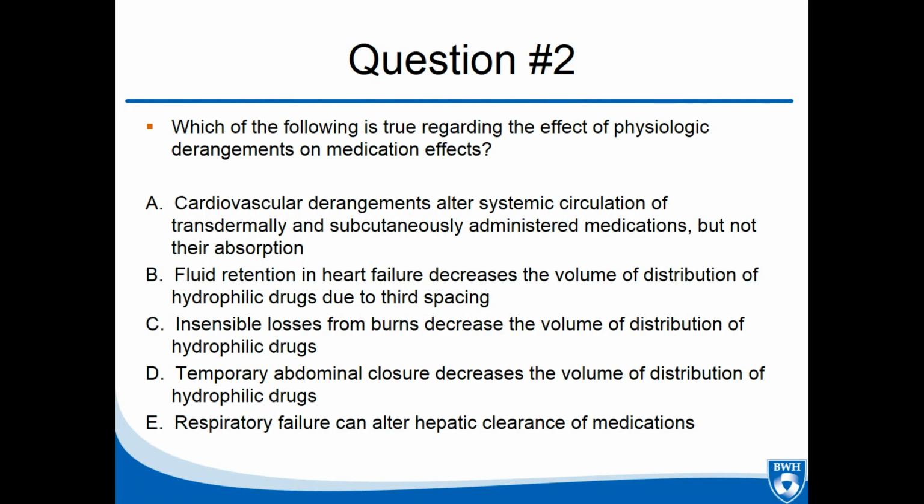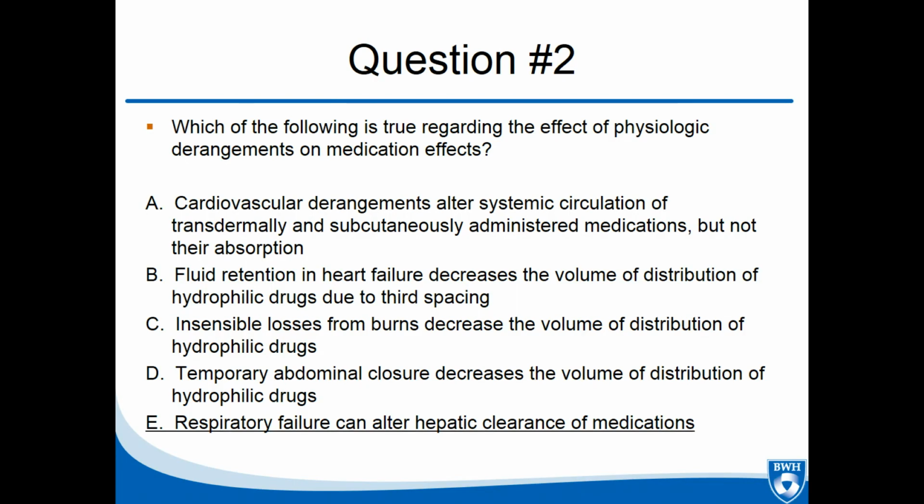Question number 2, which of the following is true regarding the effect of physiologic derangements on medication effects? A, cardiovascular derangements alter systemic circulation of transdermally and subcutaneously administered drugs, but not their absorption. B, fluid retention in heart failure decreases the volume of distribution of hydrophilic drugs due to third spacing. C, insensible losses from burns decrease the volume of distribution of hydrophilic drugs. D, temporary abdominal closure decreases the volume of distribution of hydrophilic drugs. Or E, respiratory failure can alter hepatic clearance of medications.